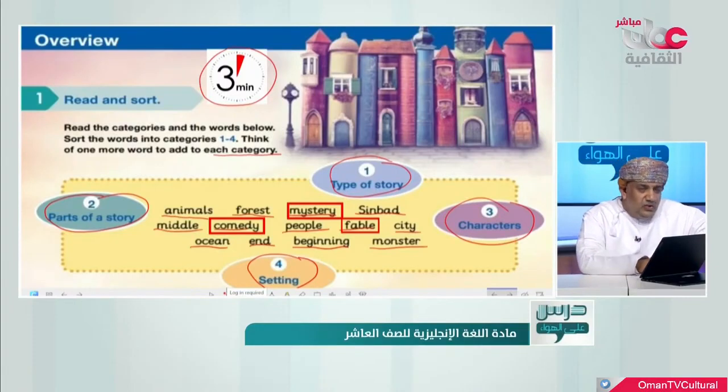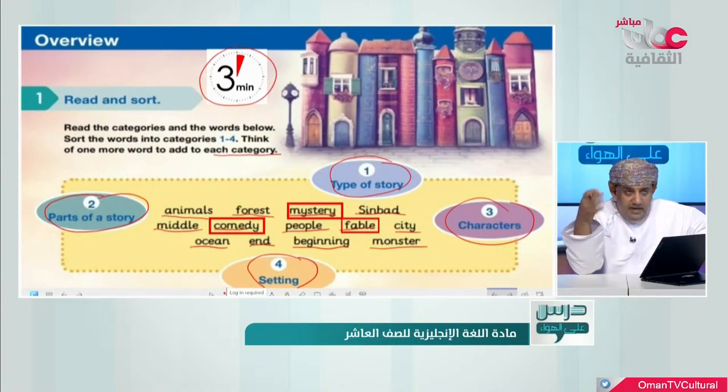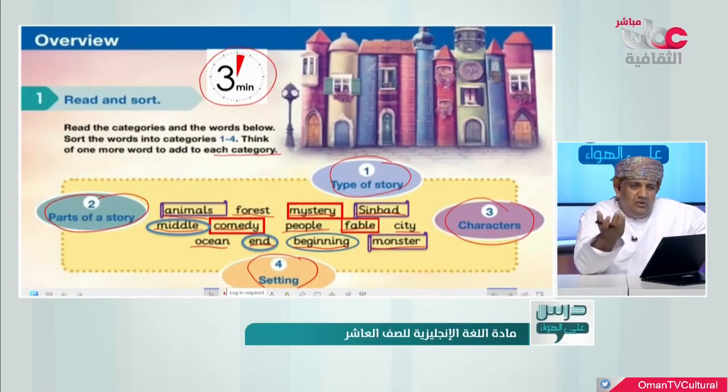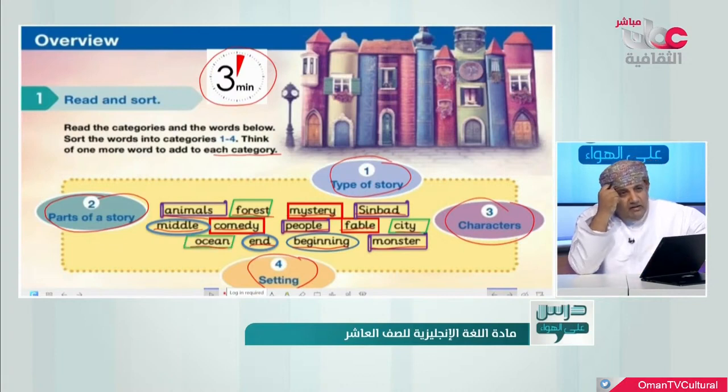Number 2, part of the story. It's easy: beginning, middle, and end. Now number 3, characters. It's obvious here. Sindbad is a character, شخصية، معروف إنه هو شخصية في القصص. Also monster. Animals are part of some stories. Also people are part of the story, I mean characters from the stories. Here, number 4, the setting. What do we mean by the setting? The setting means the place or the time of the story. For example, here forest, city and ocean. These are places, and sometimes we use the time.